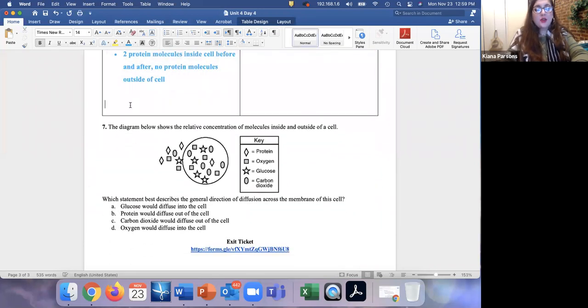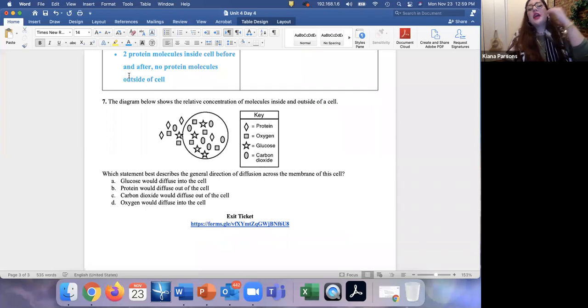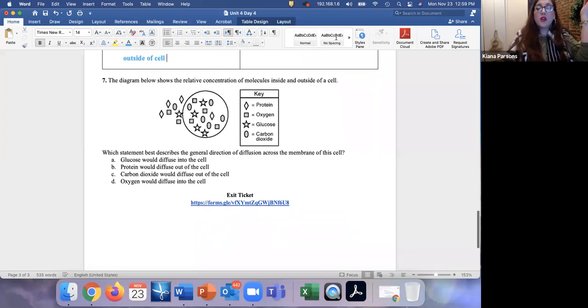And now we're on to the last question. So the diagram below shows the relative concentration of molecules inside and out of the cell. And you can see here, wow, we're counting little pictures again. So which statement best describes the general direction of diffusion across the membrane of this cell? So we can see here glucose would diffuse out of the cell. So this one is wrong. Protein would diffuse out of the cell. We know protein is too big, so that's wrong.